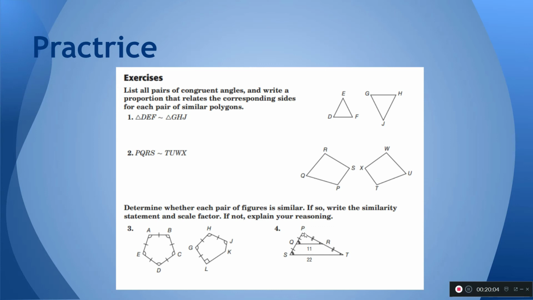Here, number 4, don't let this one fool you. There are two triangles here. One small one, PQR, and one large one, PST. Even though they're drawn on top of each other, they are two separate triangles. They are similar figures, or are they?